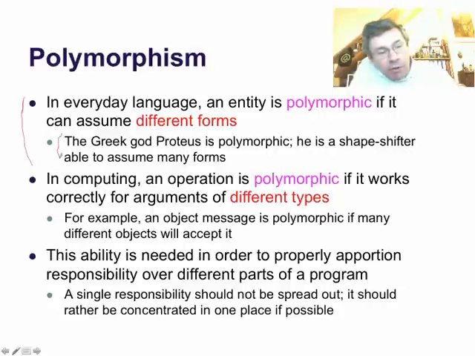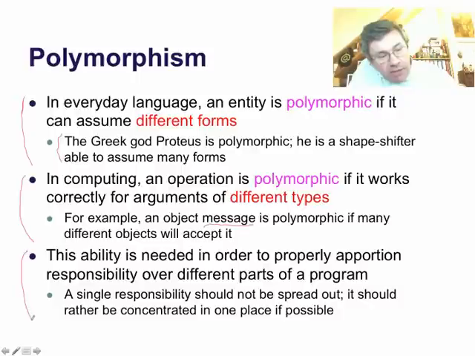So, for example, the Greek god Proteus is polymorphic. He is a shapeshifter, able to assume many forms. In computing, polymorphism has a very similar meaning. An operation is polymorphic if it works correctly for arguments of different types. For example, a particular object message is polymorphic if many different objects will accept it.